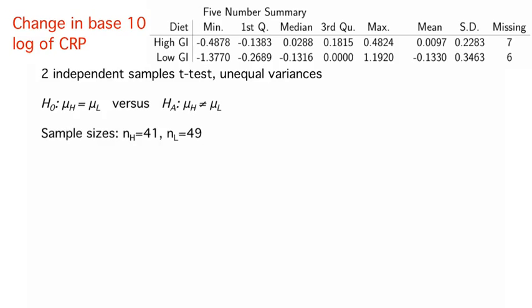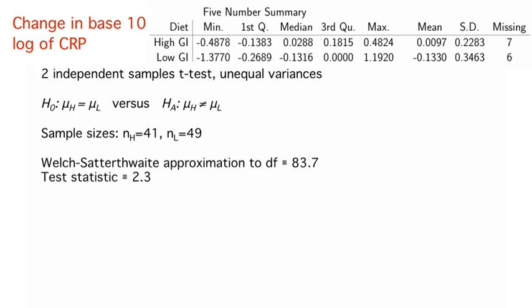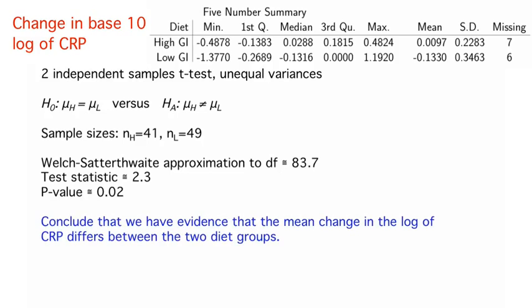For this variable, I won't go through all the details of the calculation, but here's what you need to know so you can calculate it yourself, and you should verify that you get the same answers as what we have here. The Welch-Satterthwaite approximation to the degrees of freedom is about 83.7. When we calculate the test statistic for the two independent samples t-test, we get 2.3. And that gives us a p-value of about 0.02. A small p-value now, so we can conclude that we have evidence that the mean change in the log of CRP differs between the two diet groups.